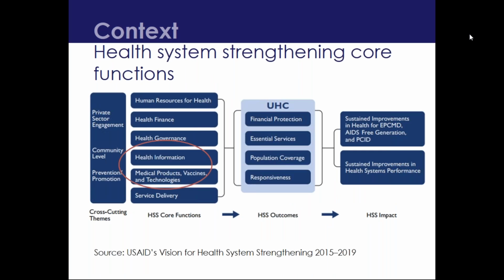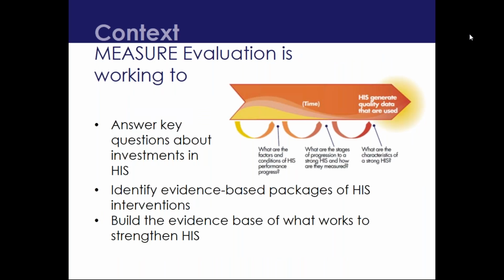Probably for an AeHIN audience, you all are well aware that a health information system makes up one of the 6 functional areas of the health system. And as such, the health information system contributes to the outcomes of universal health coverage, including financial protection, essential services, population coverage of health services, and a responsive health system. And ultimately, a health information system contributes to improving health outcomes.